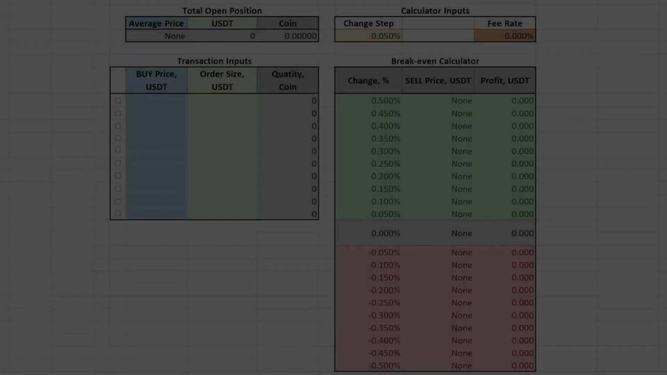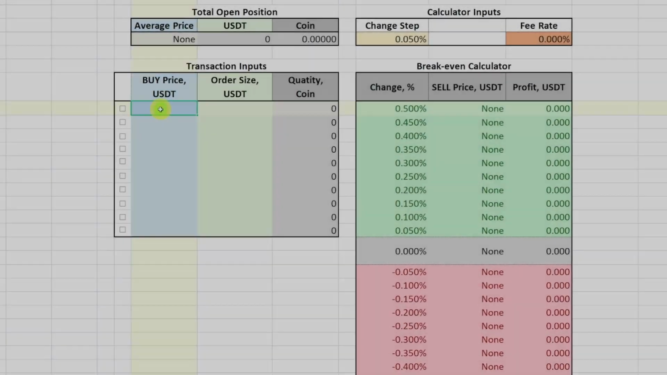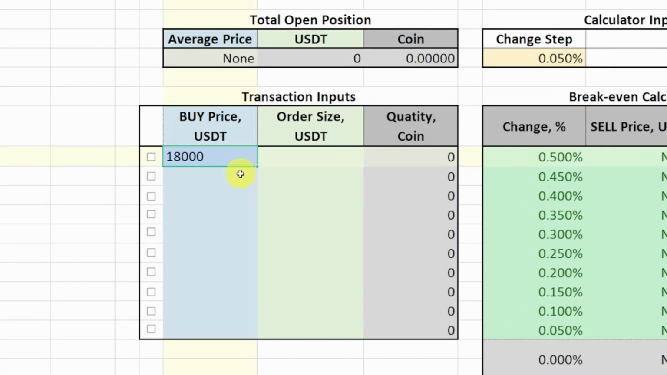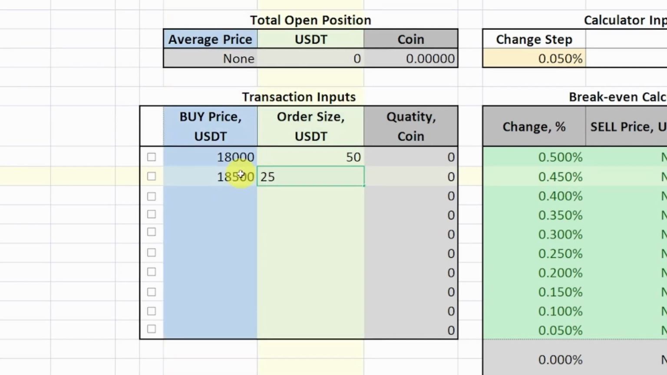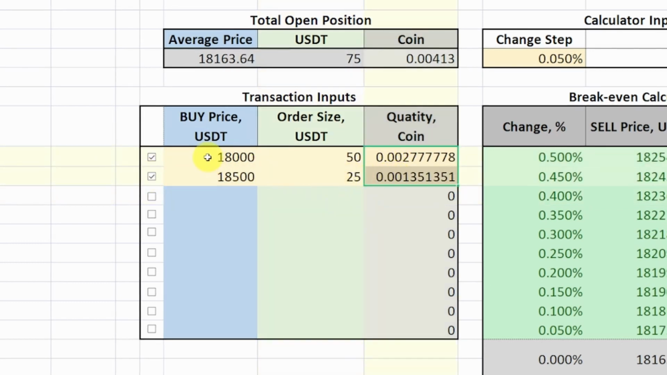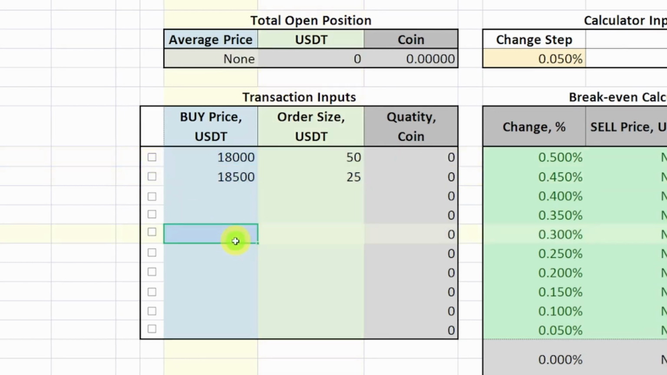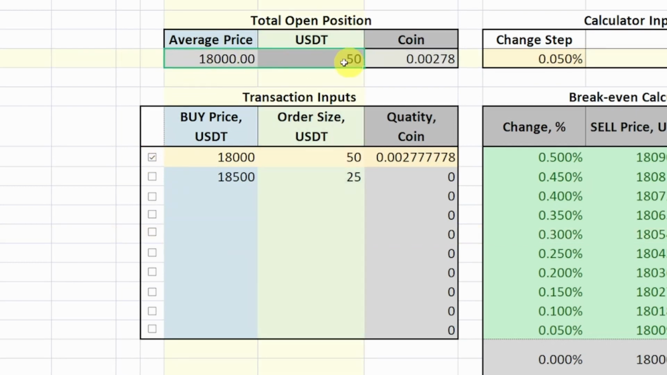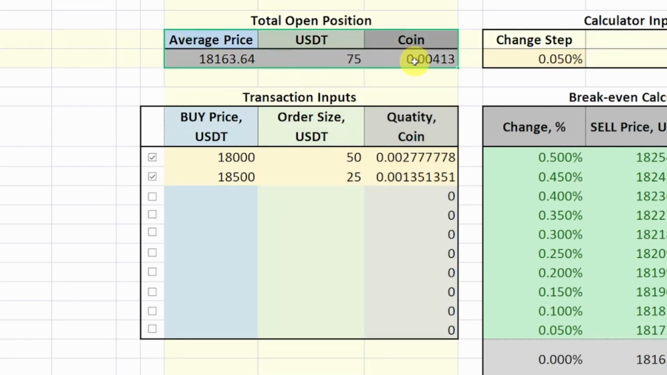Enter the break-even calculator. In this section right here, I can keep up to 10 transactions by entering only the buy price and the order size. The quantity of coin is calculated automatically. To be fair, the quantity of coin is not even really that important. We could do just as well with only the buy price and the order size. Alright, once I tick the box on the left of the transaction, it goes towards calculating my total open position in this section right here.